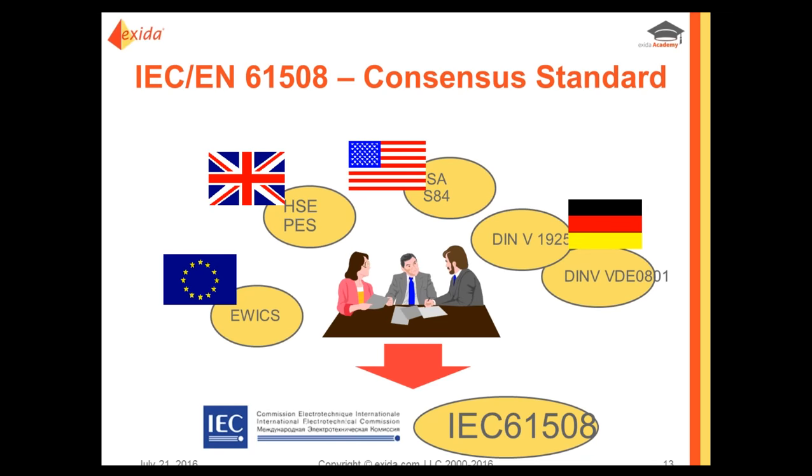The IEC 61508 standard was created when people from all different working groups and national standard bodies from all around the globe came together to create it. You have DIN V 19250, which is the fundamental safety aspects to be considered for measurement and control equipment. You have the principles for computer and safety related systems. You have the application of safety instrumented systems for the process industry, and the European workshop on industrial computer safety, and the UK Health and Safety Executive guidelines for programmable electronic systems. And the group came together to create one standard for functional safety.